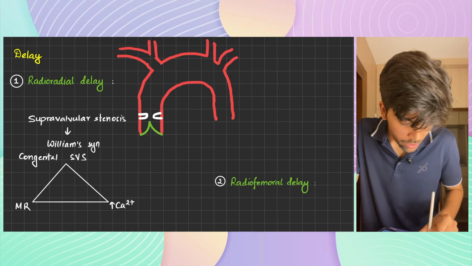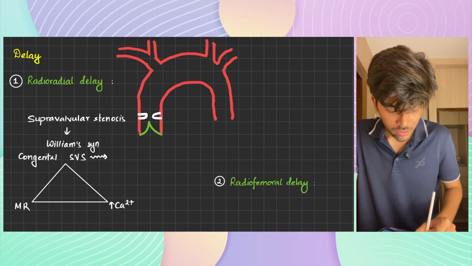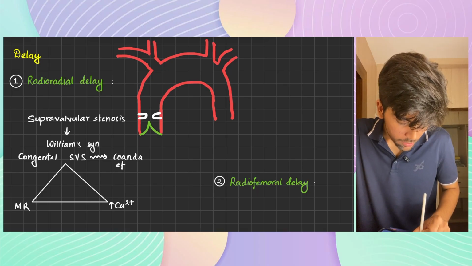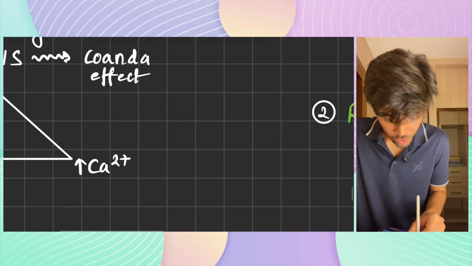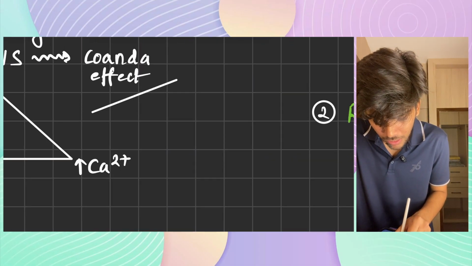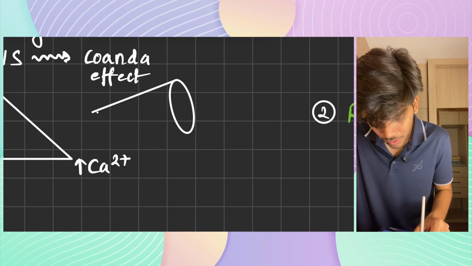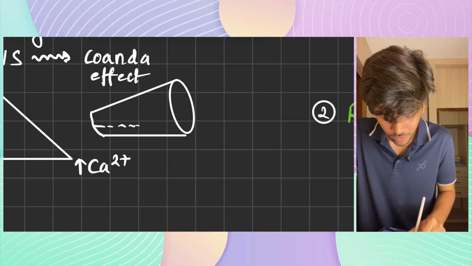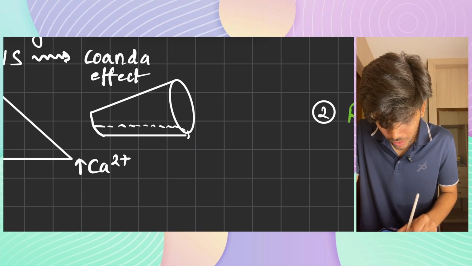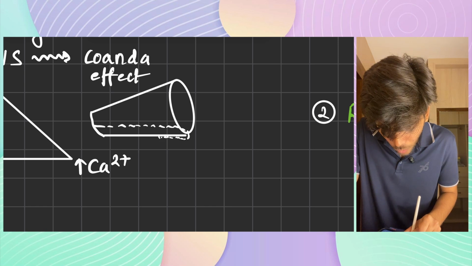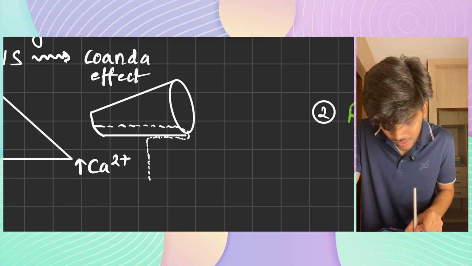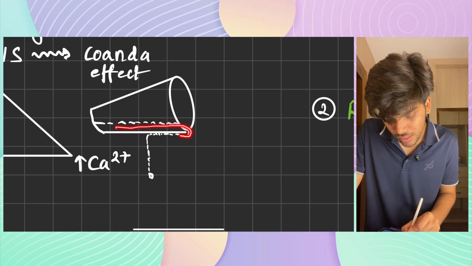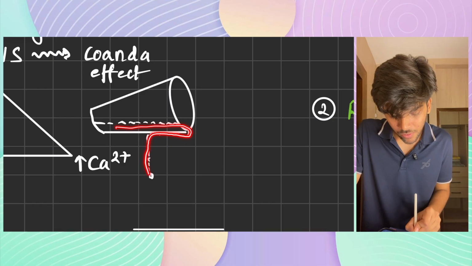Along with that, due to supravalvular stenosis, you also get to see something known as the Coanda effect. What is the Coanda effect? See, here is a glass of water, and let's say you pour something out of this glass. When this water falls down, it trickles down and touches the wall of the glass and then it falls down. This effect is known as the Coanda effect. So the water, as it falls, touches along the wall of the glass and then falls down.